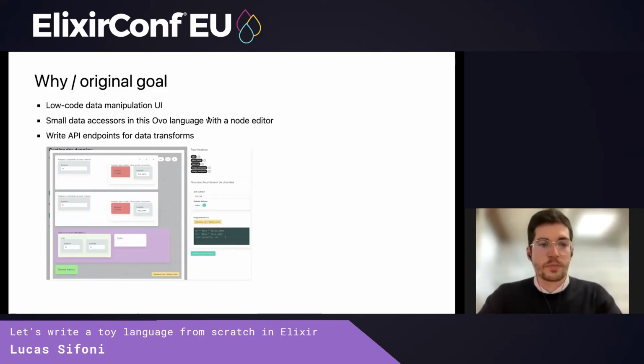So this project started as a low-code data manipulation UI in TypeScript. The goal was to write little data accessors and mutators in this language called OVO, with a graphical node editor, and to write little API endpoints by composing these little programs. I stopped this TypeScript version and now work on it in Elixir.